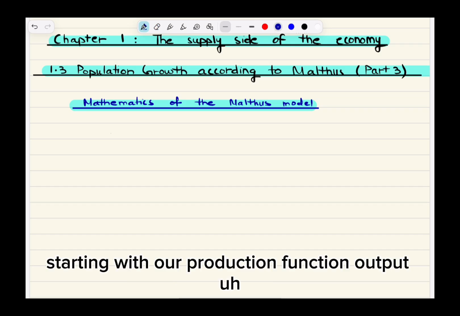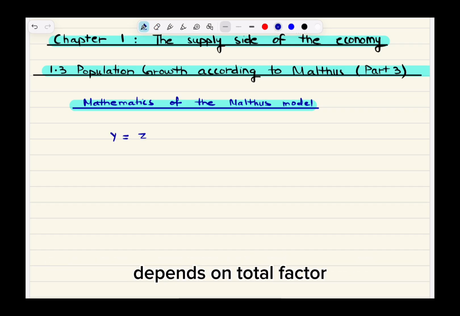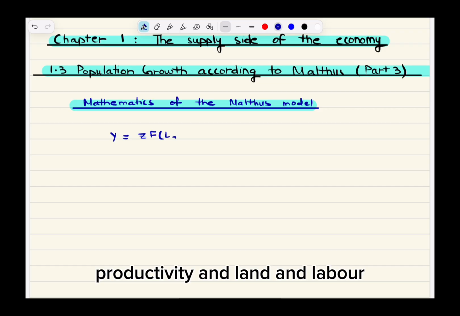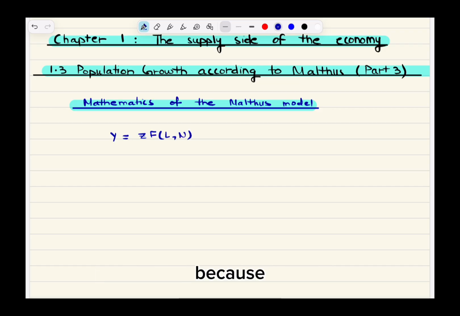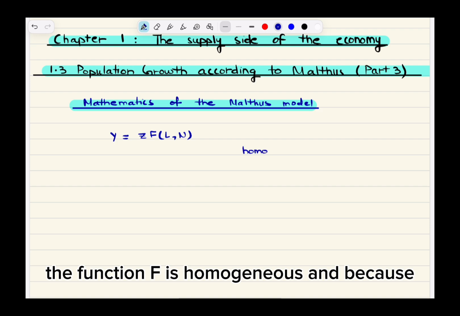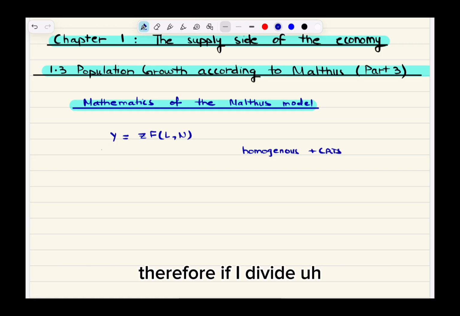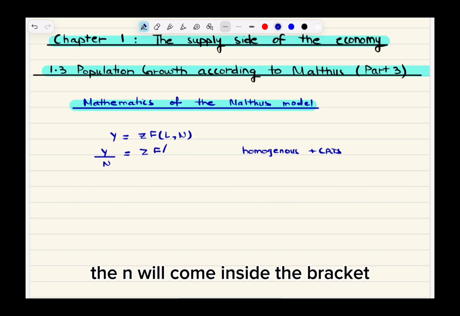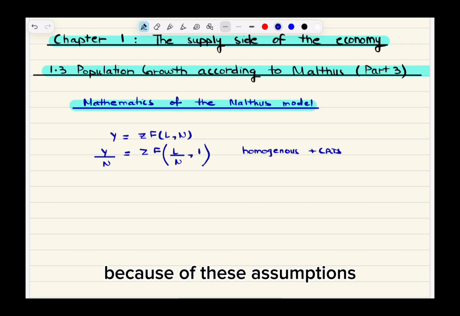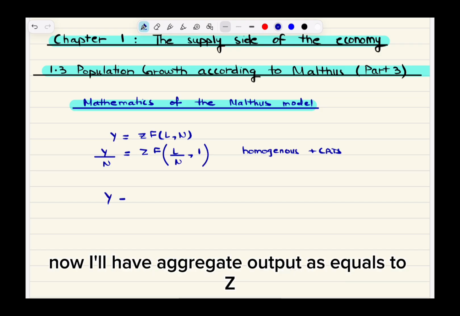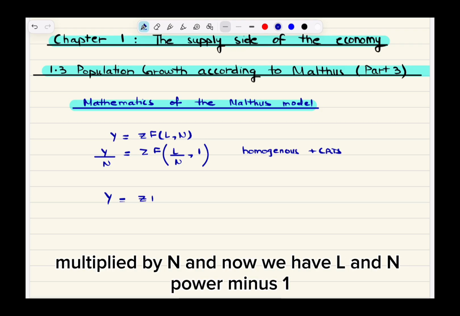Starting with our production function, output depends on total factor productivity, land and labor. Because the function f is homogeneous, and because we've assumed constant returns to scale, if I divide the whole function by N, the N will come inside the bracket because of these assumptions. Therefore, if I cross multiply now, aggregate output is equal to Z multiplied by N, and now we have f of L and N to the power minus 1.